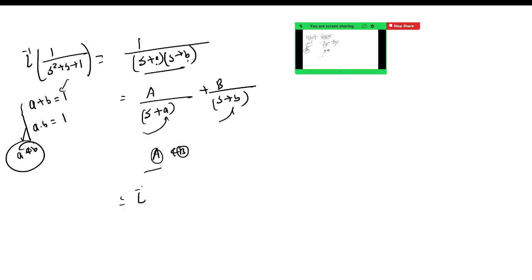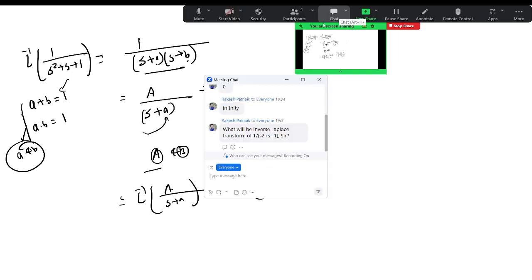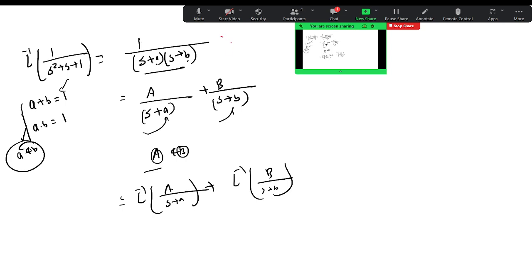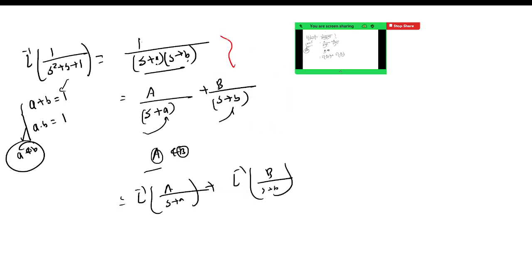After that you can calculate the Laplace inverse of A upon s plus a plus the Laplace inverse of B upon s plus b. Are you getting it? How can we calculate? So you do these things at your home, right? You should calculate this particular thing. I have told you the method.